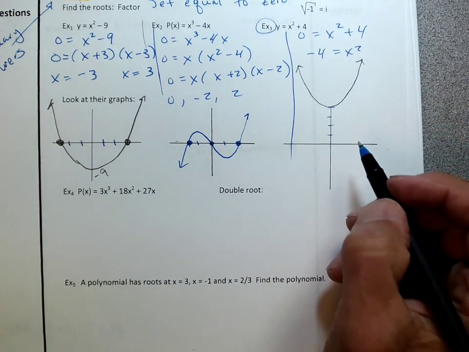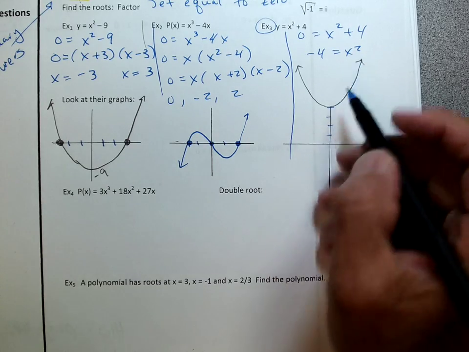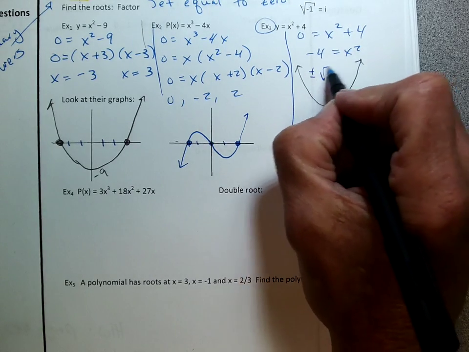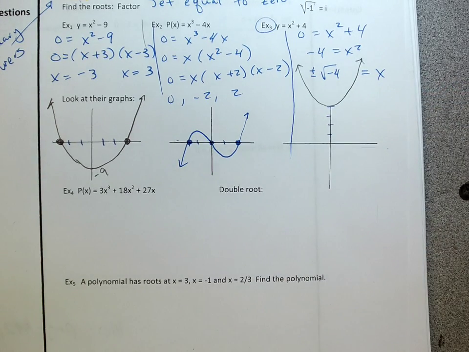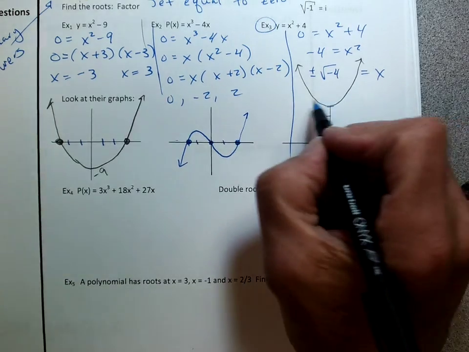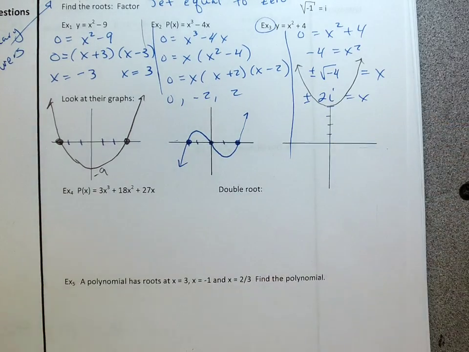Square root, how many answers? 2. So it's going to be plus or minus the square root of negative 4, right? And because of the negative, we're going to have an i. So my 2 answers are plus or minus 2i. And those are its roots.